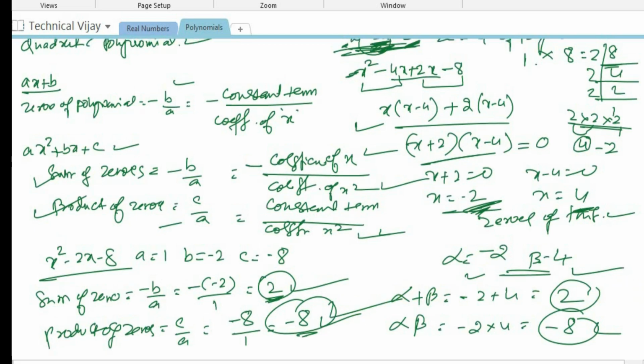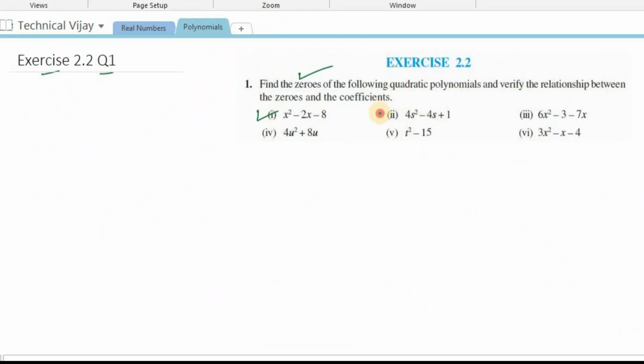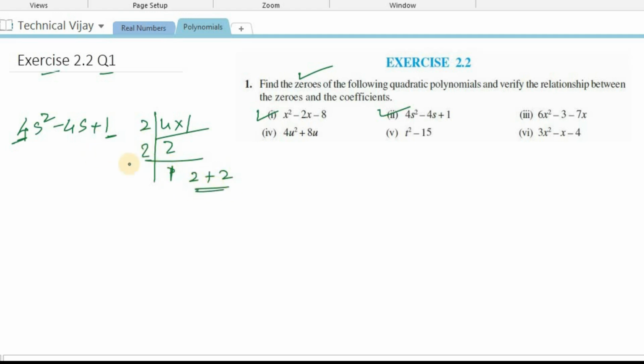So whatever we have done, it is correct. So we will go for this second one. Here 4s square minus 4s plus 1. In the same way, we will do factorization, that is 4 into 1. So 2 2s are 4, that's all. 2 1s are 2. So here 2, 2. By adding these two, we will get the middle term. So 4s square minus 2s, minus 2s plus 1.